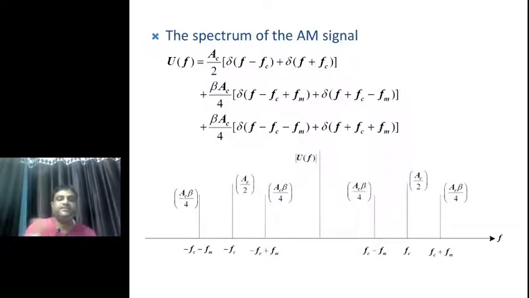See this here, it just shows the spectrum. Here each spectrum is shifted around fc. Normally, in the case of the modulating signal, the spectrum is centered around 0. But due to the modulation, the spectrum is shifted to fc plus fm and fc minus fm. It means it is centered around fc.